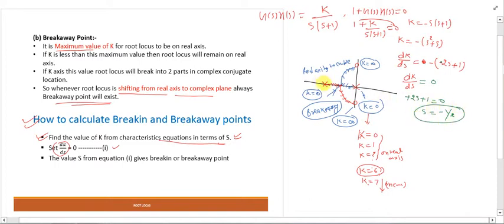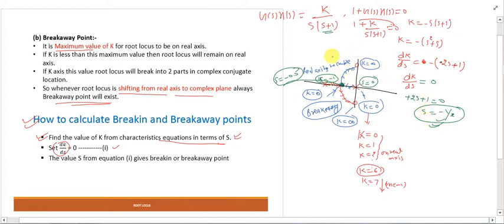See here, what is the value of this quantity? s is equal to minus 1, right? This is s equal to minus 1. See here, the poles are at s equal to 0 and s equal to minus 1. But this point is the breakaway point, and here the value of s is minus 0.5. Obviously, this point exists between 0 and minus 1. This may be minus 0.5 from our calculation. So this is the breakaway point.